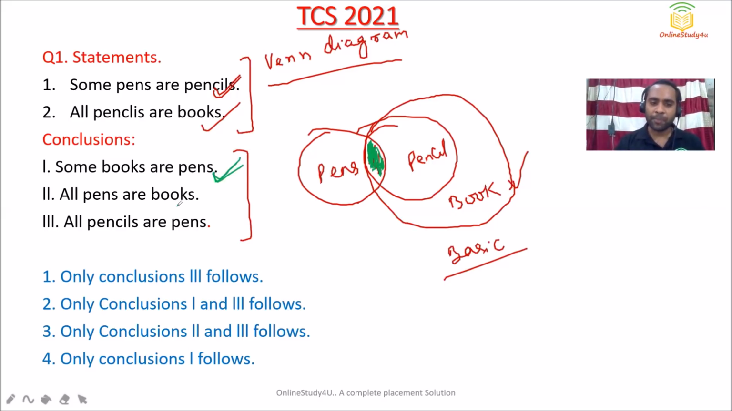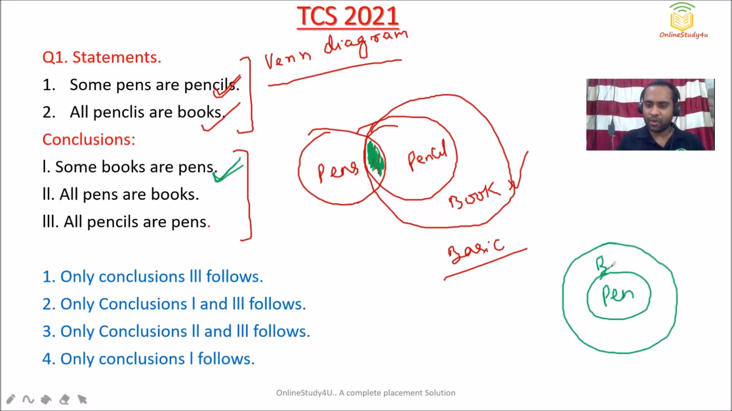Now, all pens are book. Friends, if you want to say all pens are book, then all pens should be inside the book. But here if you see, all pens are not inside the book. So conclusion 2 is false.